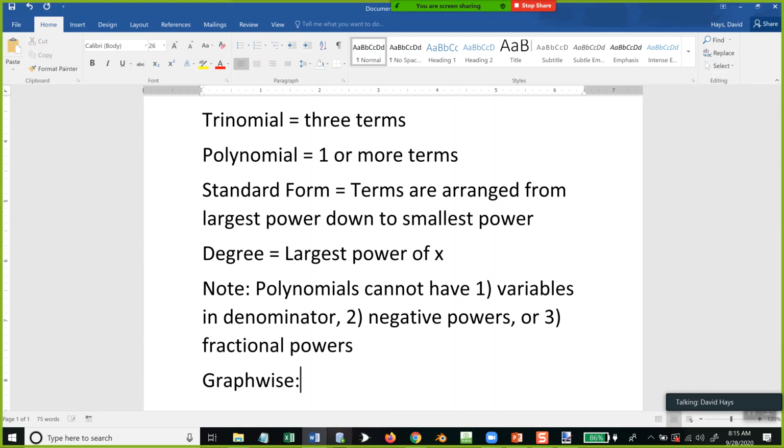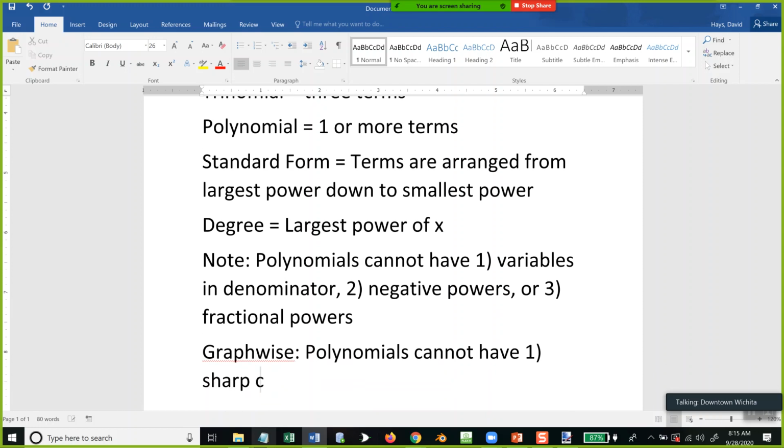Now graph-wise, polynomials cannot have sharp corners. If you've got a sharp corner, you start moving it out, and at some point it'll become a line, and the line is a polynomial. But just in general, it can't have sharp corners. Can't have gaps. And can't have holes.